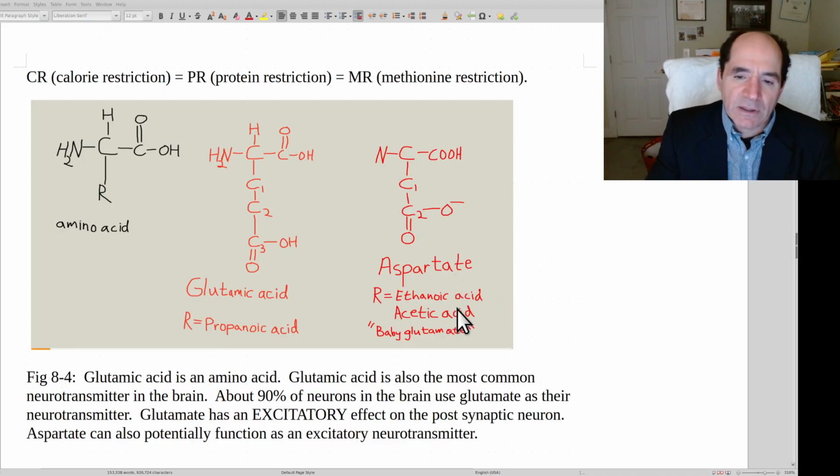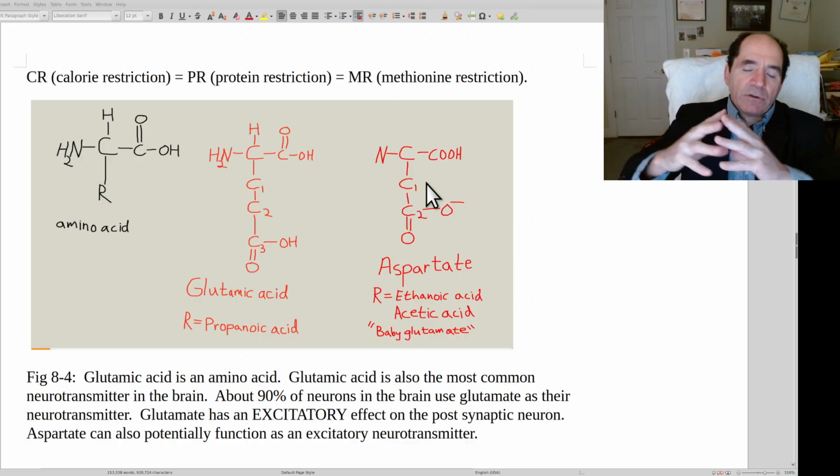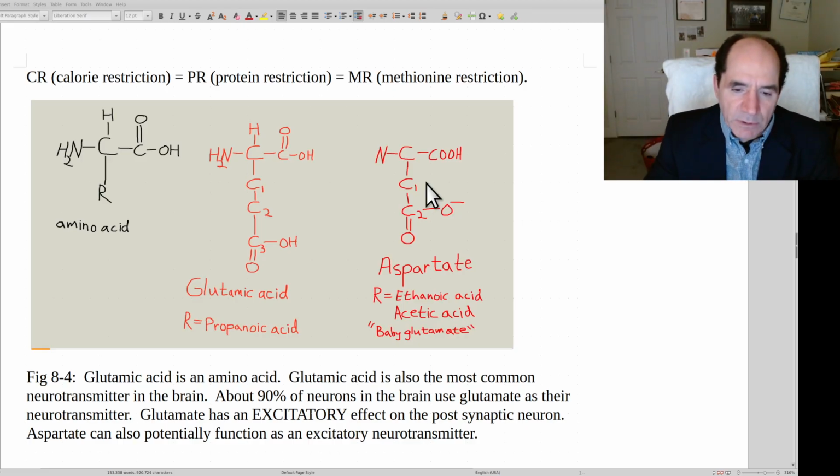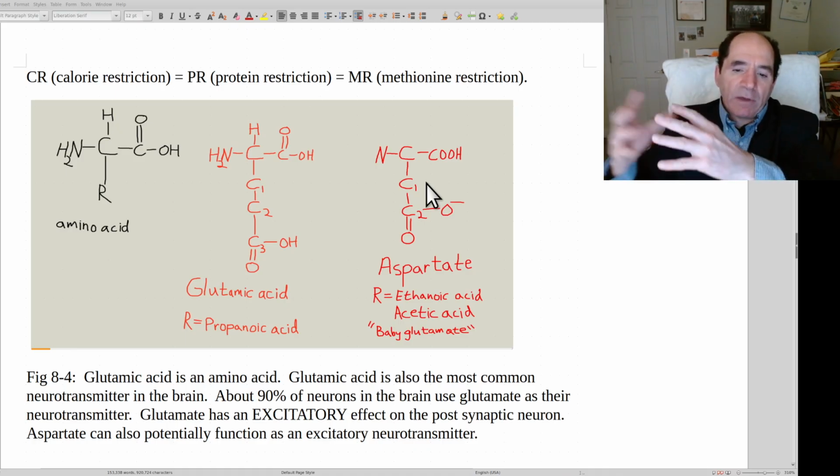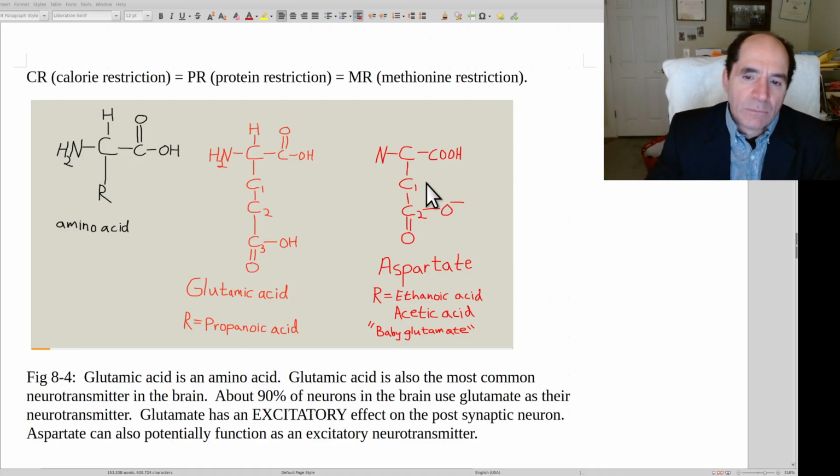So I sometimes think of that as baby glutamate, and that's also an excitotoxin. It sort of has the effect of an excitatory neurotransmitter, activating brain cells, activating the postsynaptic neuron. And when overdone, like this is a component of aspartame, it's thought to have an excitotoxin effect that can cause brain damage, just like excessive amounts of glutamic acid can cause brain damage by functioning as an excitotoxin.